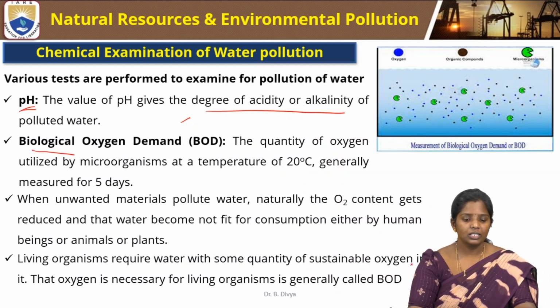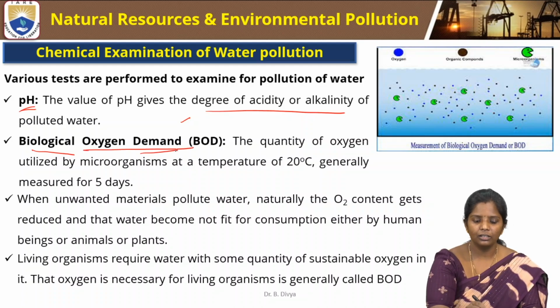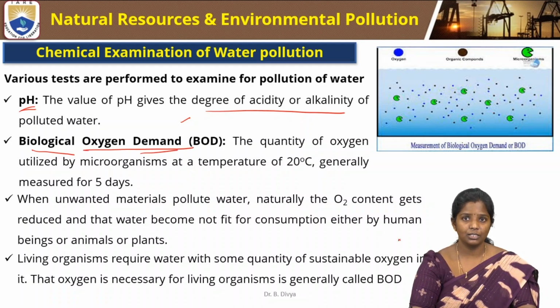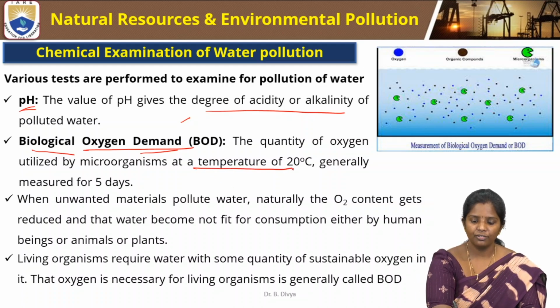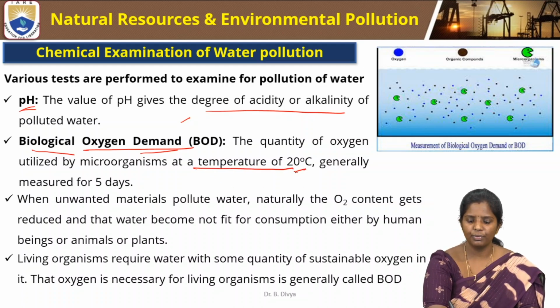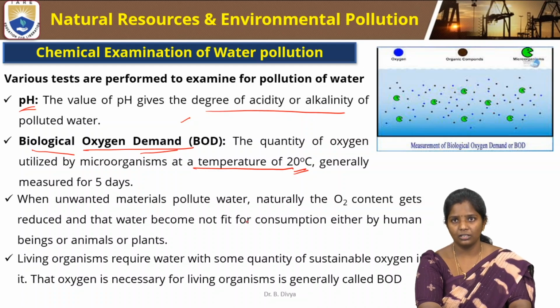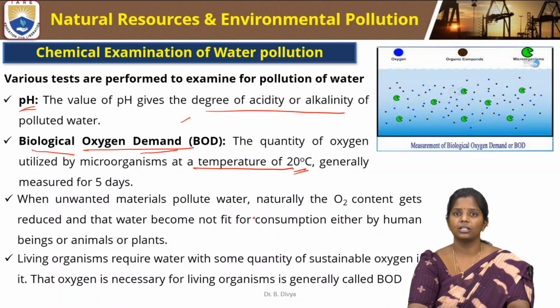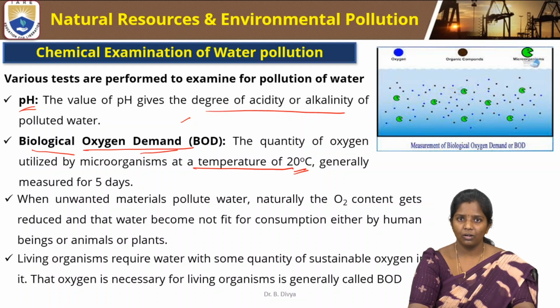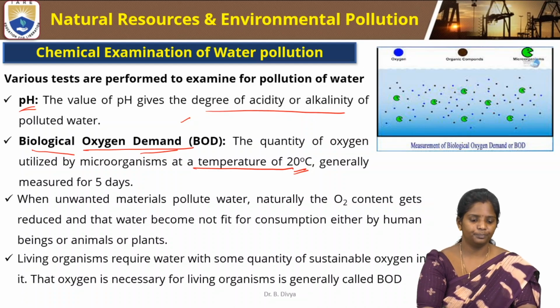Next is the biological oxygen demand. It is nothing but the quantity of oxygen utilized by microorganisms at a temperature of 20 degrees centigrade. This temperature is best for the growth of microorganisms. The optimum temperature for growing microorganisms is 20 degrees. Generally it is measured for 5 days. The quantity of oxygen that is reduced by microorganisms due to their growth is nothing but biological oxygen demand. So microbes are growing, depleting the oxygen level.